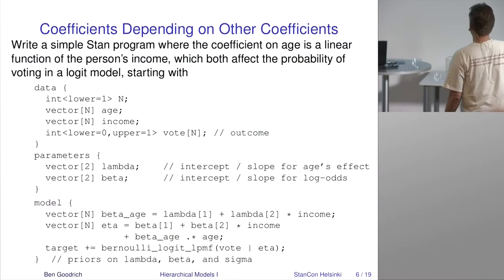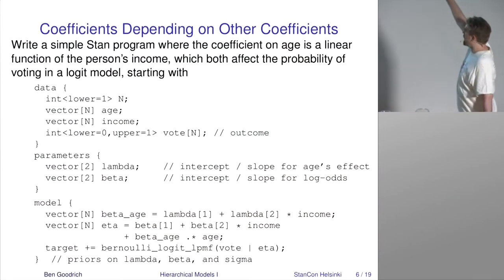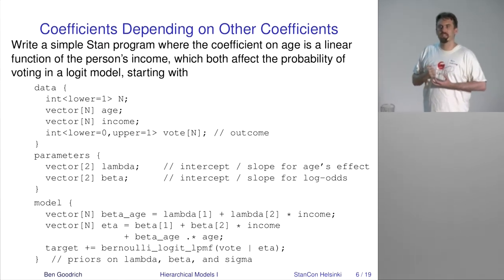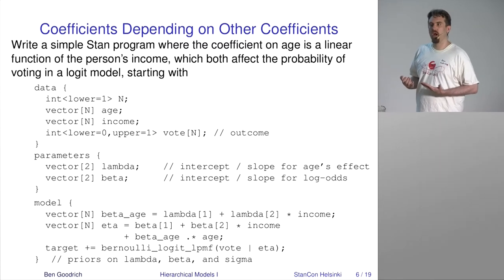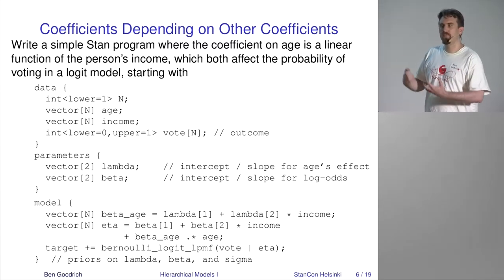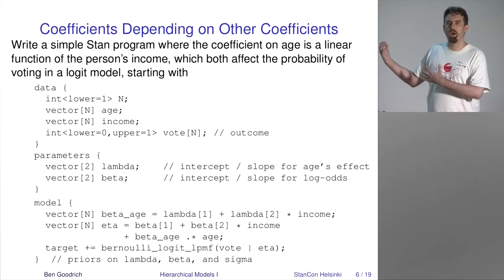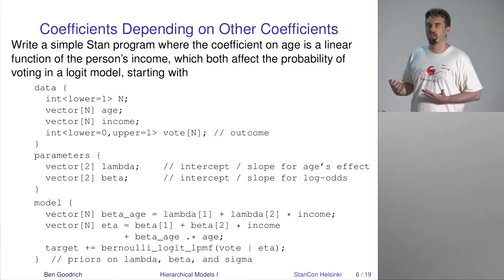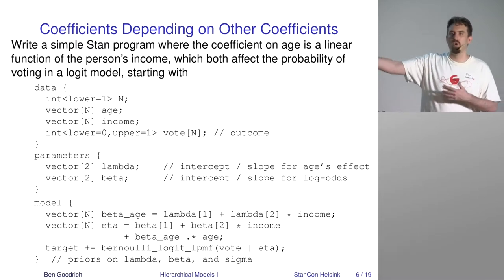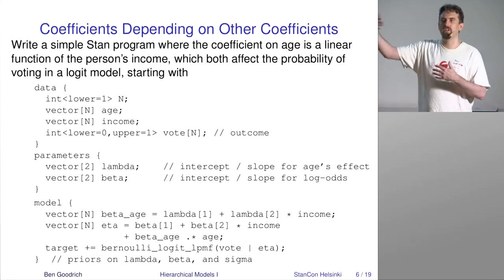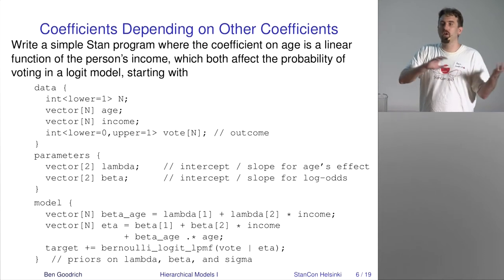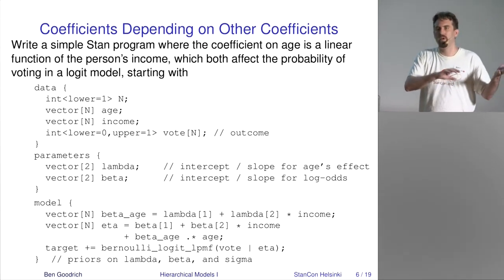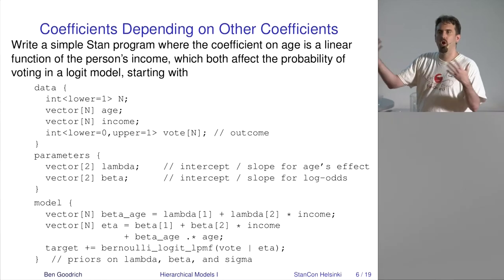Oh, so the top line in the model block is really just the sensitivity of the log odds to the person's age. But we're saying as part of this model, that sensitivity depends on the income of the person. And so this might correspond to our theory that poor people who are elderly have different voting behavior than richer people who are elderly. Or conversely, younger people who are rich have different behavior than younger people that are poor.